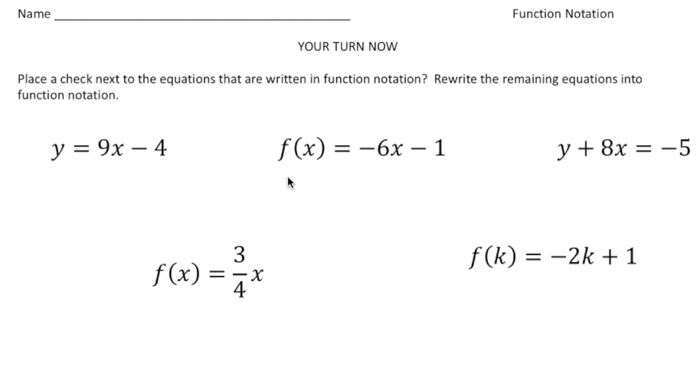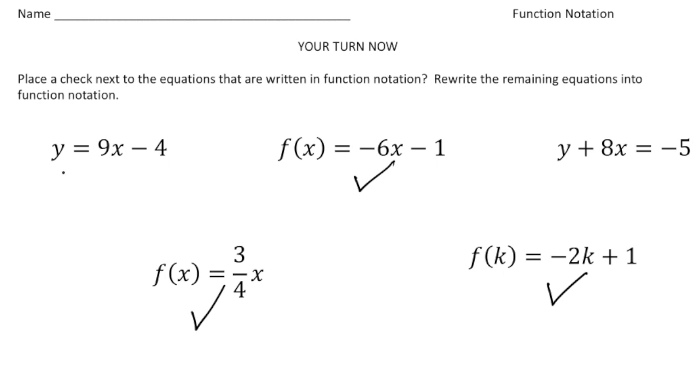So let's see, the first one, f of x equals negative 6x minus 1. This one is written in function notation. So is f of x equals 3/4 x. That's written in function notation. And so is this one, f of k equals negative 2k plus 1. This is also written in function notation. These other two equations are not.